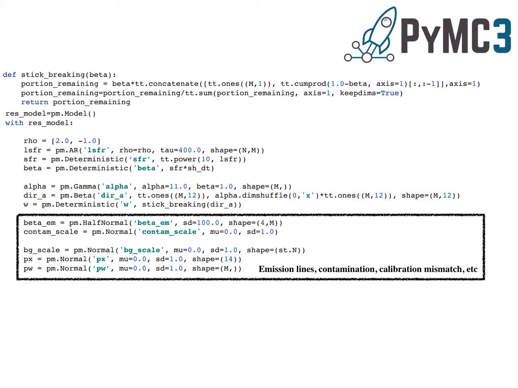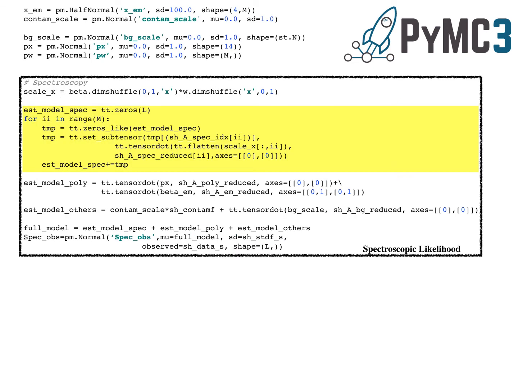So moving on, we also have another set of parameters related to emission lines, contamination, and calibration mismatches between photometry and spectroscopy. And these are very important parameters to make the whole thing work from the astrophysics point of view, but I'm not going to be really talking about them, but they're there to make the whole thing work. And then we have the spectroscopic likelihood, which is pretty much the same thing that I showed in terms of the formulas, translated into PyMC3 code.